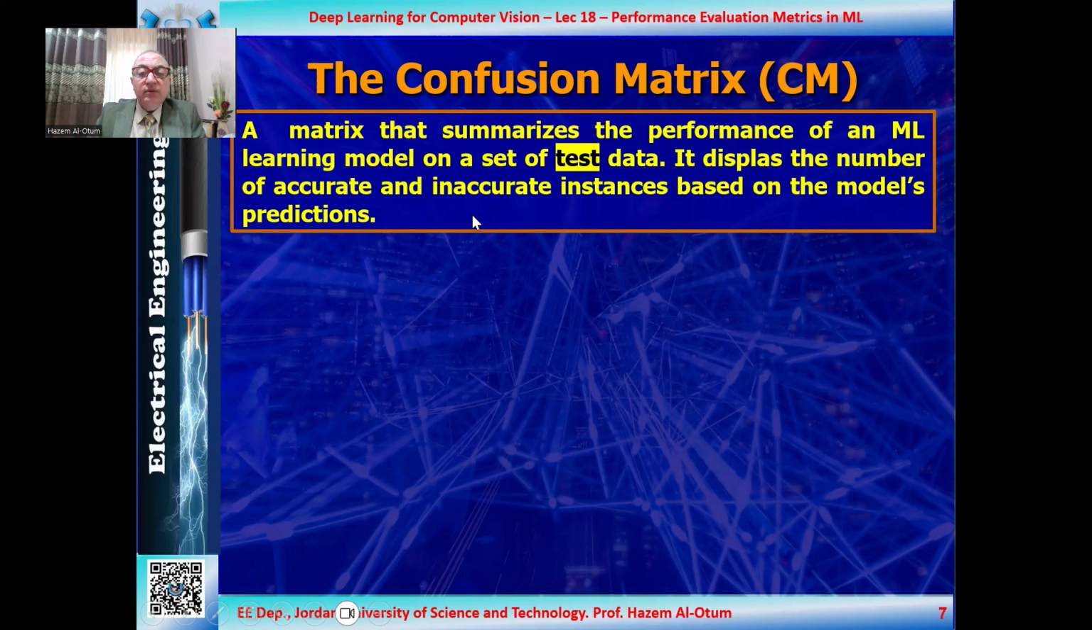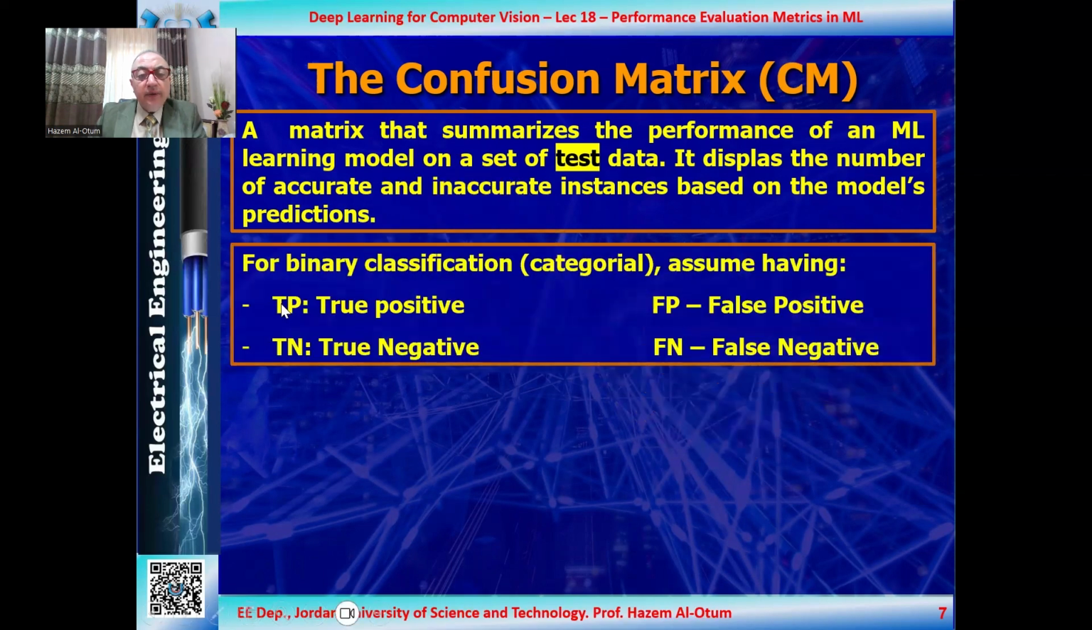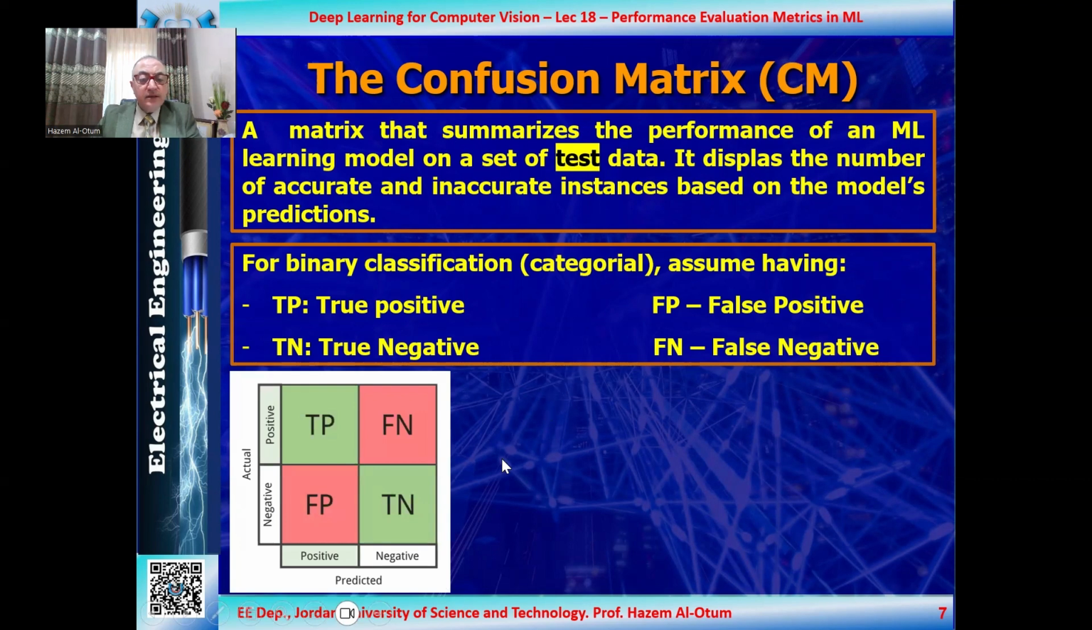It displays the number of accurate and inaccurate instances based on the model's predictions, where we have achieved the correct output, or where we have failed to find the correct output, whether for positive or for negative situations. Now, in binary classification, we are using categorical labels. This means that we have either class 1 or class 2, either 0 or 1, maybe either 1 or -1. So in this situation, we can define 4 terms. The first is the true positive, TP, and then the true negative, TN, the false positive, and the false negative. These 4 terms are very important in understanding how the confusion matrix is constructed.